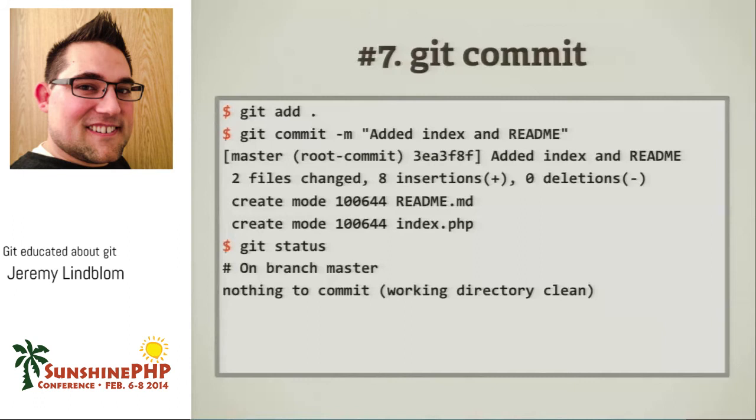If you do git status after a commit, it says you're on branch master, but you have nothing to commit. Your working directory is clean. So everything that we changed is now committed.